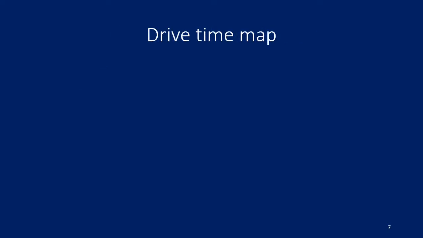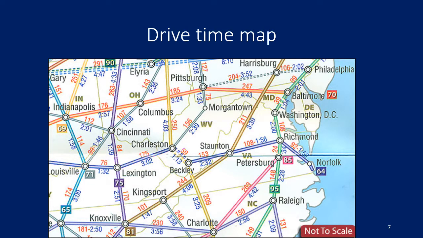Let's start with a drive time map. This is basically a road map, and some numbers have been added to it. Now, the miles are in red and the hours are in blue. If you notice, between the cities, for example, on the left, between Indianapolis and Columbus, the distance is 176 miles, and the drive time is 2 hours and 57 minutes. Now, this map is not to scale, so we just have to imagine what it would look like to show the drive times.